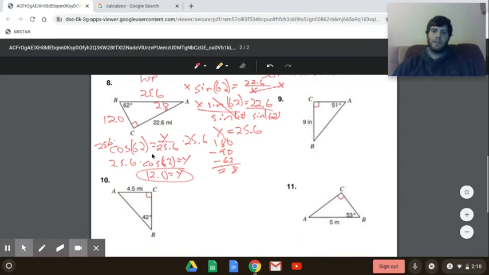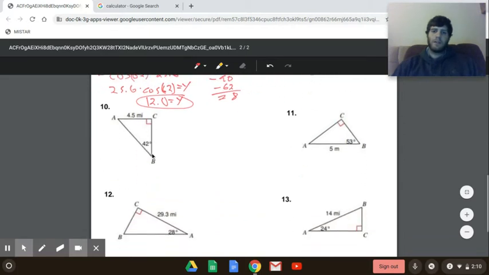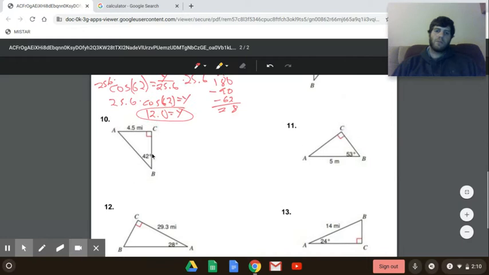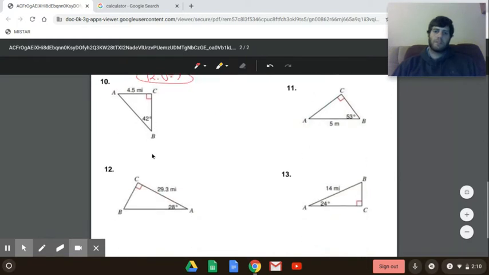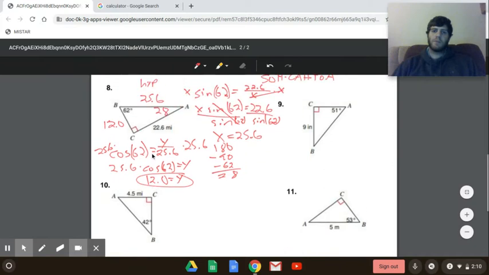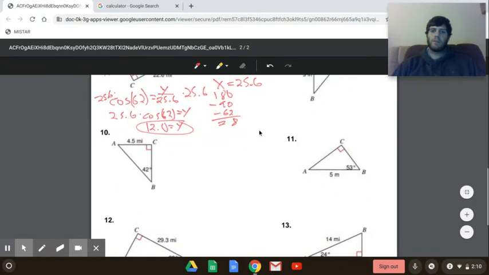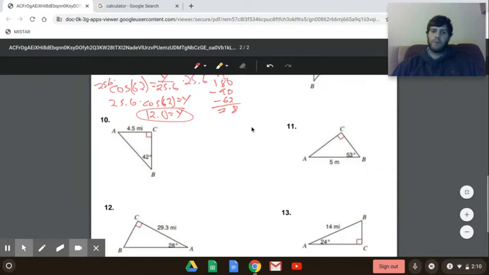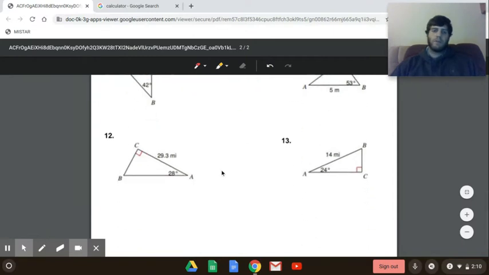Then you've got 9, 10, 11, and 12. And again, all six are the same. So we'll just do number 8 and number 12. And then you guys can do the other four on your own. So first thing we want to do is let's just find one of the sides. So I'm going to try and find this side first.